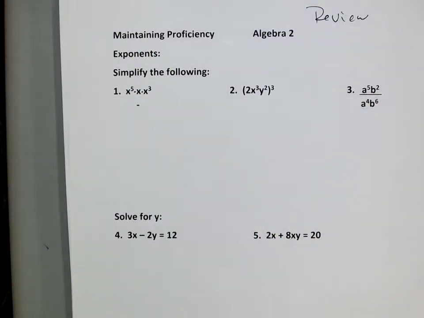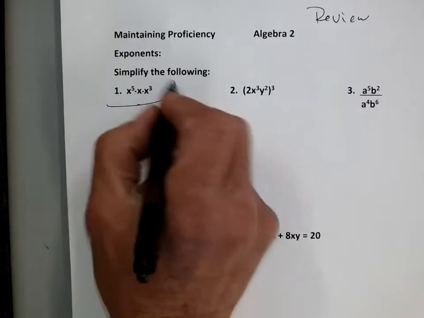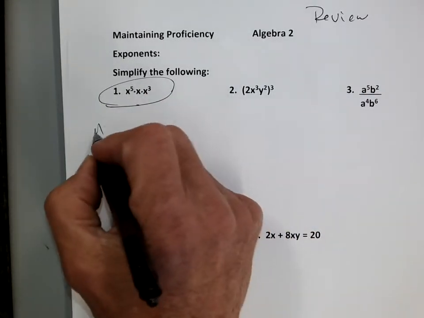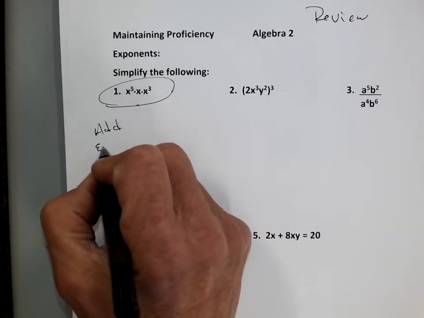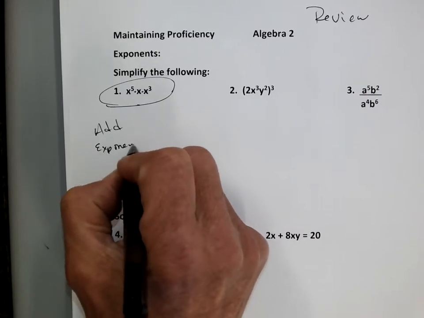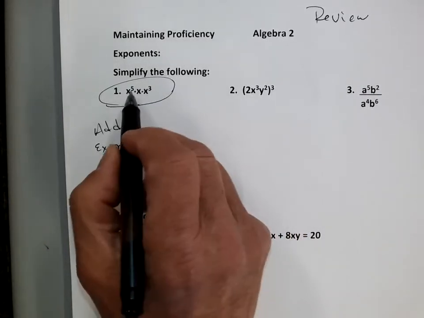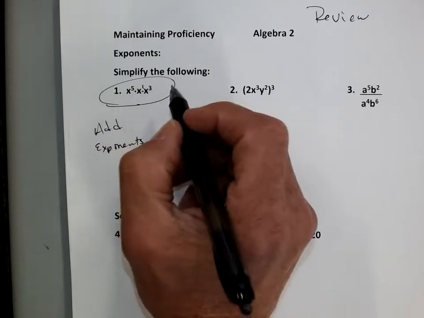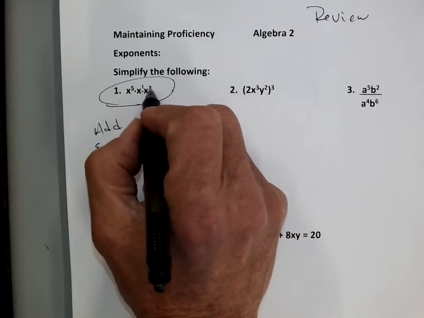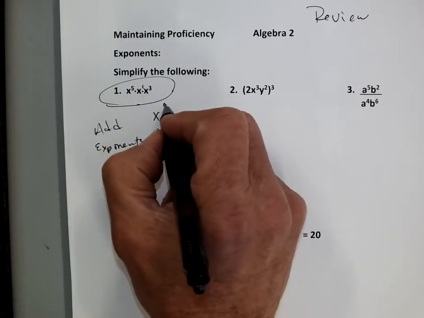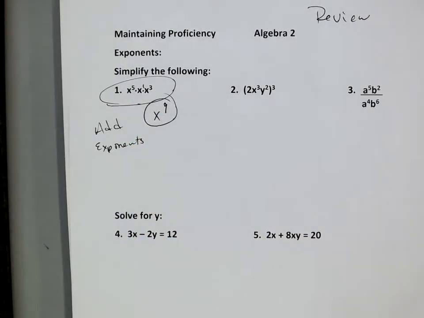So anyway, I thought I'd go through and do a little mini video. Hopefully you already know how to do this, but if you have forgotten, let's do it anyway. So number one, we're just going to add exponents, right? So we're going to get x to the 9th power. That's it. Okay.